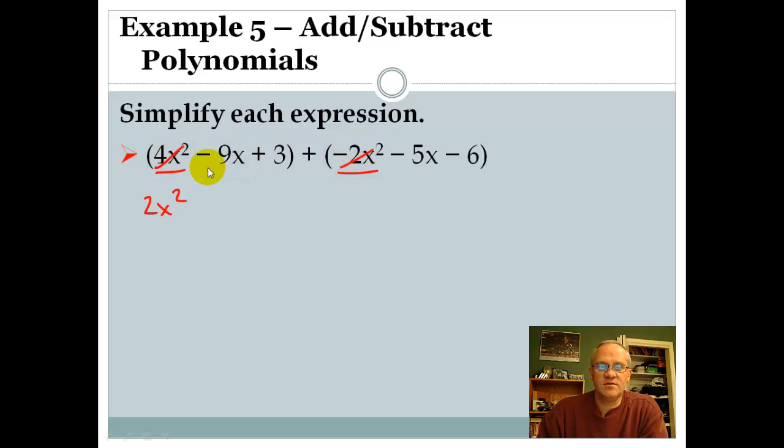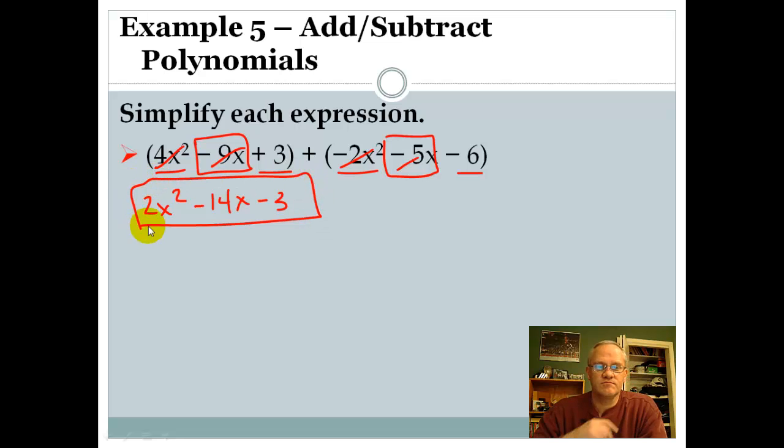Then I combine the negative 9x and the negative 5x, which is negative 14x. So we combine those. And then lastly, the 3 minus 6, which is negative 3. So just combine the like terms when it's addition.